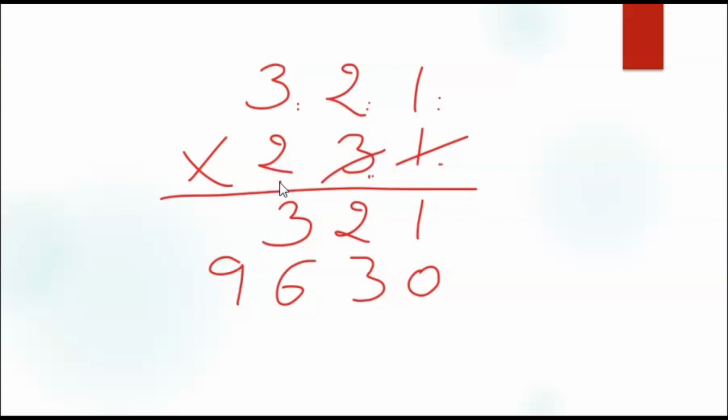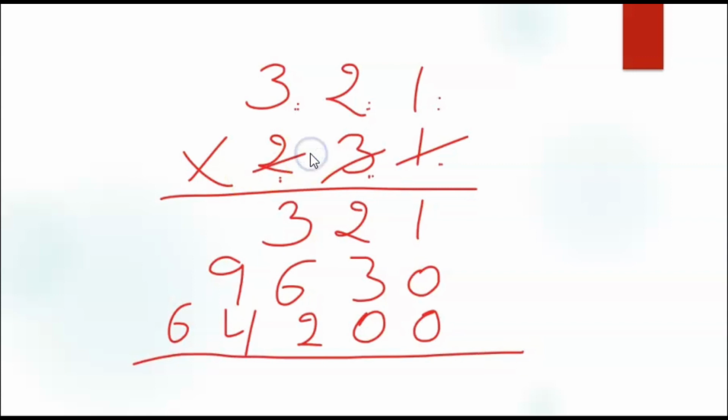But before that, we're going to put 0 at the ones place and 0 at the tens place. Alright, 2 times 1 equals 2. 2 times 2 equals 4. 2 times 3 equals 6. That is it. We're done multiplying. Now we're just going to add these numbers.